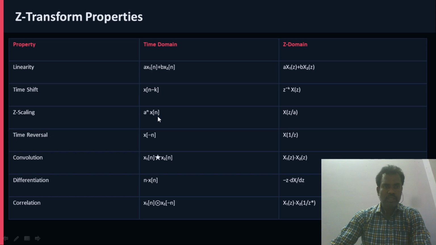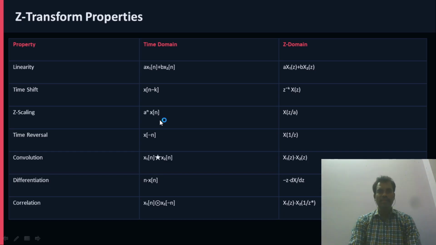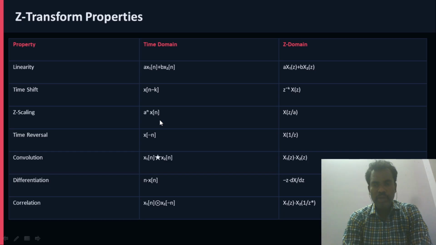Next one is scaling. This is the frequency domain scaling, where the input is multiplied by an exponential sequence. When the input is multiplied by an exponential sequence a power n, the z domain will be scaled, x of z by a. Okay? If a is greater than 1, then the spectrum will be expanded. If a is less than 1, the spectrum will be downsampled.